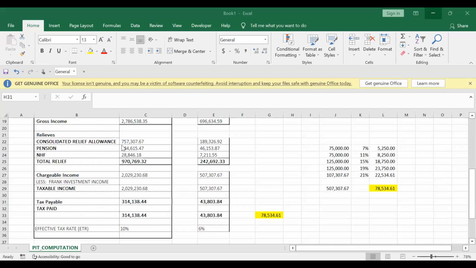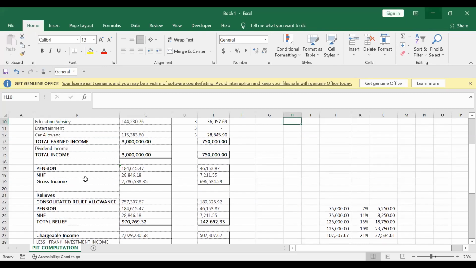I'm a bit confused. So what we did first of all is calculate any other deduction other than consolidated relief allowance. In this question, we only have pension and NHF. We deducted the pension and NHF from the total income to get our gross income. At the beginning of this class, I differentiated gross income from total income for tax purpose, right? So our consolidated relief is calculated on the gross income, not on the total income, right?